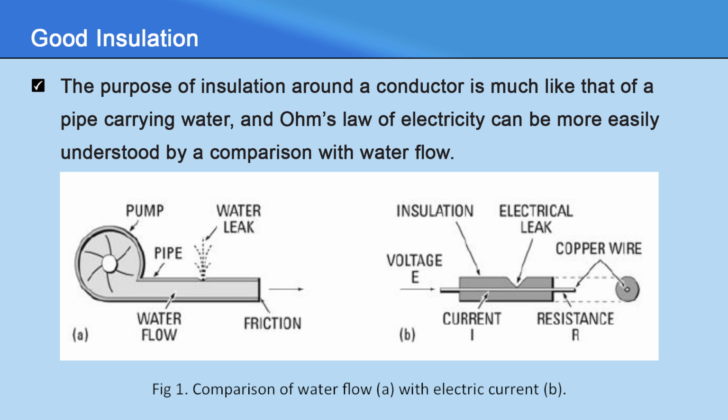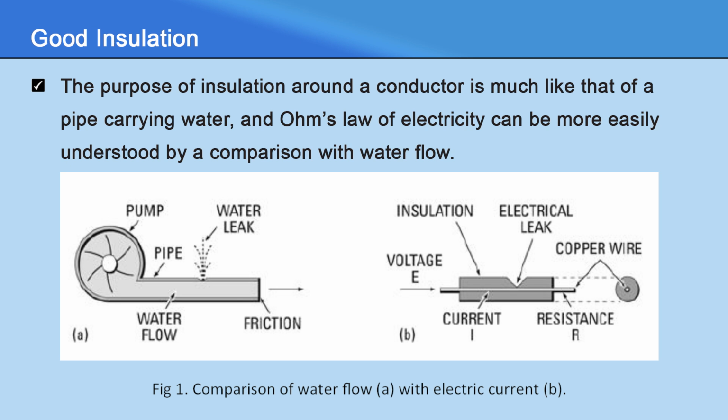So in both the figures, that is 1a and 1b, there is a leakage. In 1a there is a leakage of water, and in figure 1b there is a leakage of current, which is called as electrical leakage. So in figure 1 we have shown the comparison. Pressure on water from a pump causes flow along the pipe, which is shown in figure 1a. If the pipe were to spring a leak, you would waste water and lose some water pressure.